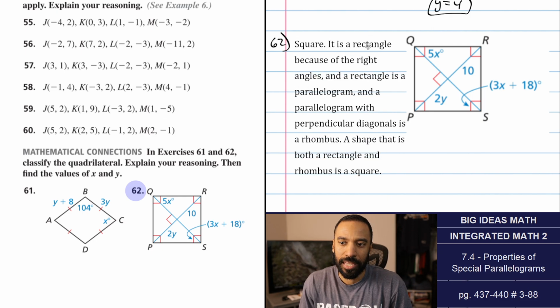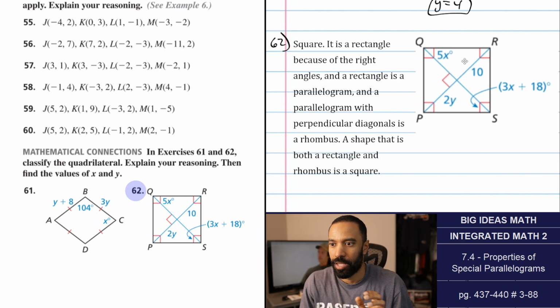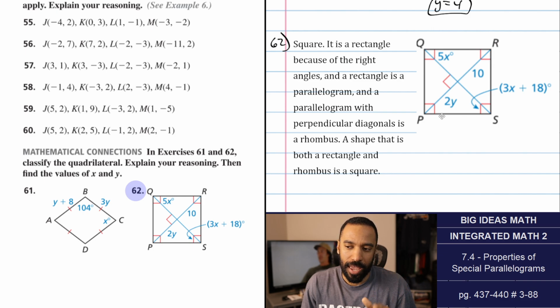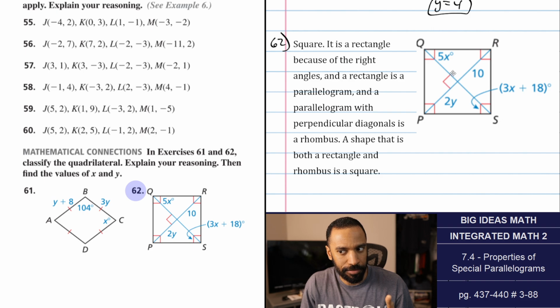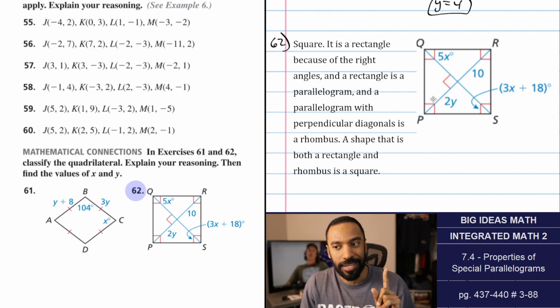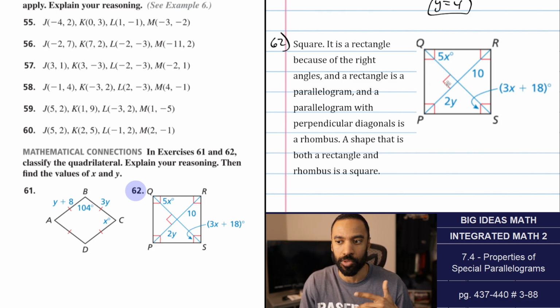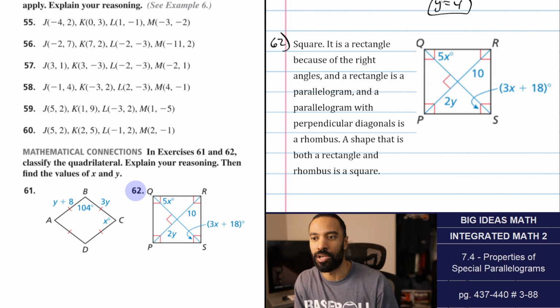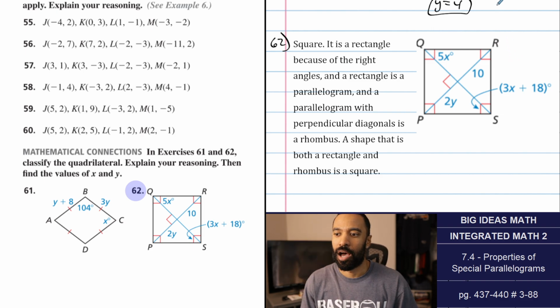So, again, here are the interconnections. The right angles make it a rectangle. Not all quadrilaterals with perpendicular diagonals are rhombuses, but because this rectangle is a parallelogram, all parallelograms with perpendicular diagonals are rhombuses. Now a square takes on all of that, so that's why I was saying this diagram looks very squarish by that nature, all the right angles. All right, let's find x and y.